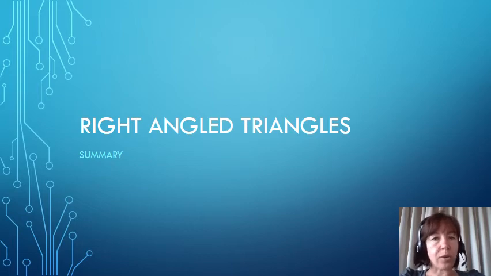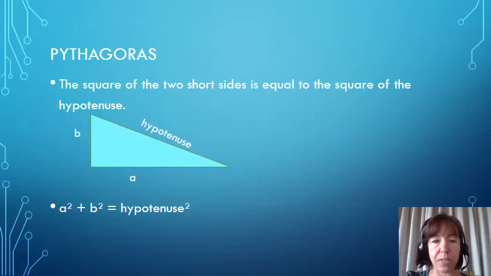Today we're going to be going over our right angle triangles, and we are going to just start with our Pythagoras ones. So remember that Pythagoras is the square of the two short sides, and when you add those together it is the square of the hypotenuse. Now remember, the hypotenuse is always the longest side, and it's always the hypotenuse that the two short side squares add to.